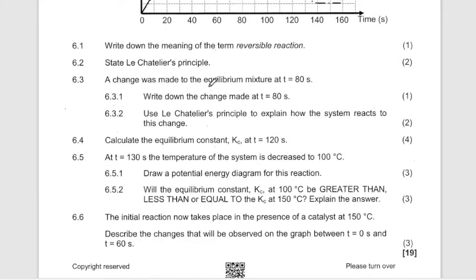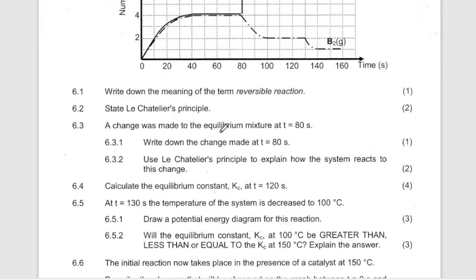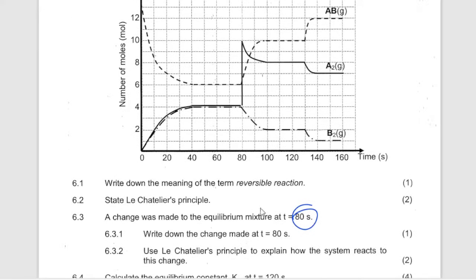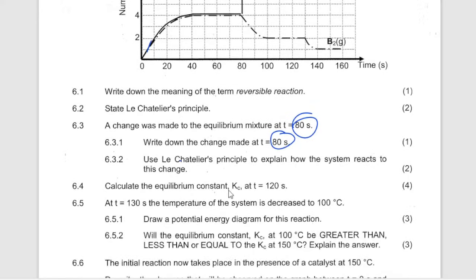Okay, a change was made at equilibrium at this point, this second. Write down the change that was made at this point. If you look at it, this is the product, and they added a product. So there is addition of product, or addition of A. Then the moment you added it, it reversed. You see that now it became a reactant.